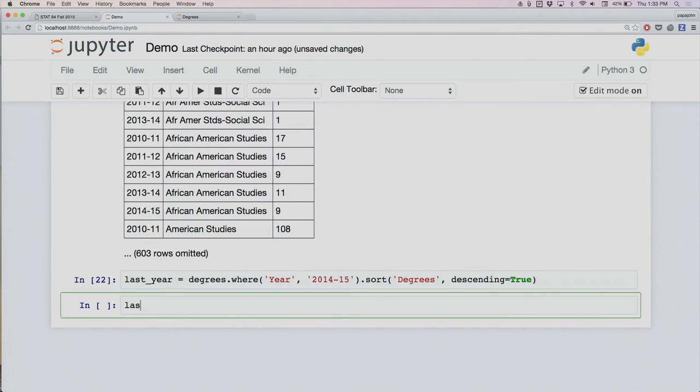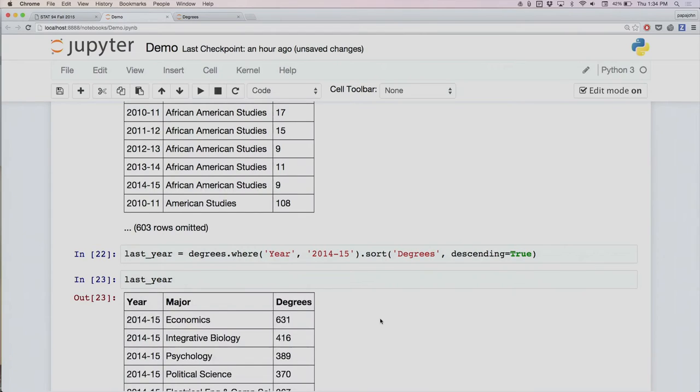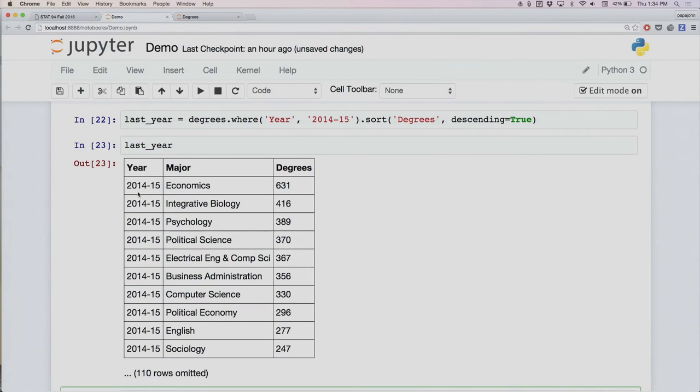And then what is last year? Well, that's a new table based on the table I had before that only talks about 2014 to 2015 and tells us what bachelor's degrees were earned at Cal. There were 631 economics degrees, a whole bunch of integrative biology, some psychology, political science, electrical engineering, business administration, etc. Now, I just wrote a program. And this is the kind of program that I want you to be able to write comfortably, is stringing together different expressions that take a piece of information, a table full of data, and manipulate it to get you one that is more useful to you than what you had before.